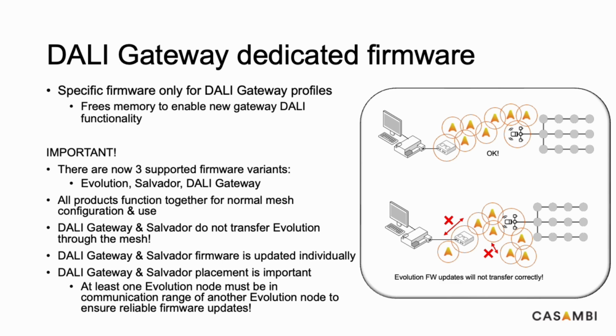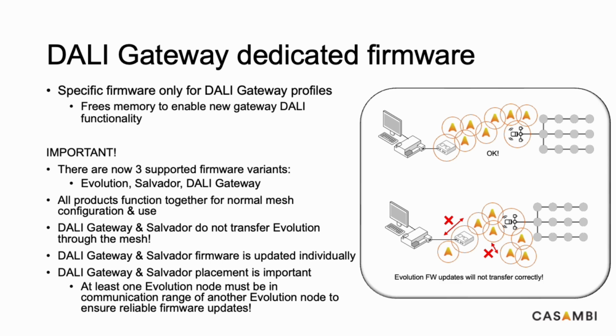With the DCS, you can change to a DALI gateway profile, which will then also upgrade the firmware to this new firmware, but you can also change it back to another profile, and it will at the same time reload the standard Evolution firmware version for that profile. So now this means in the Casambi world there's 3 production versions of firmware. There's the typical normal Evolution firmware, there's the firmware that the new Salvador product range uses, and there's another version of firmware just for the DALI gateway profile devices.